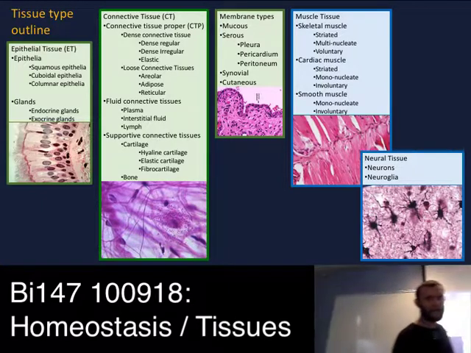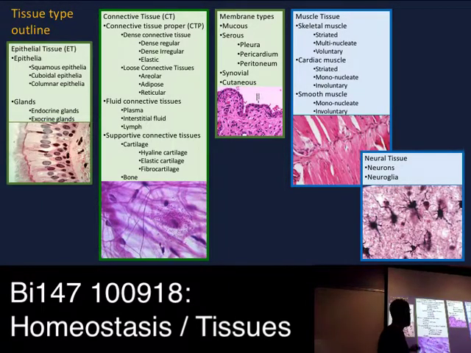Then in connective tissue, there is connective tissue proper, fluid connective tissue, and supportive connective tissue. We'll be talking about a number of different types of connective tissue. In the connective tissue proper, they can be dense and loose. You've already seen a couple of these categories in the lab. I've shown you dense regular, and I've shown you areolar, and I've shown you adipose tissue. Again, those were shown to you because they're pretty much the only ones we're actually going to be talking about.